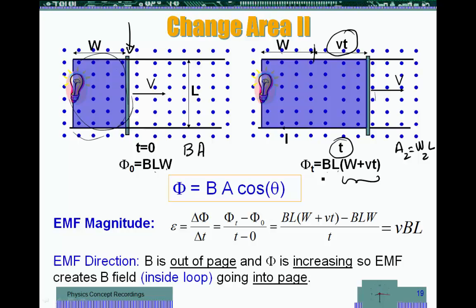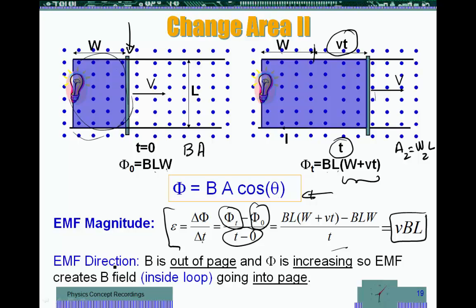Now, of course, we get both expressions using this and knowing that theta, in this case, the angle between the normal to the area and B, is 0, because the normal to the area is perpendicular to the screen and B is perpendicular to the screen. So going back to Faraday's law, change in flux over time: the flux at time t minus the flux at time t equals 0, over t minus 0. And we calculate it and we get, lo and behold, VBL, the same expression that we got before.